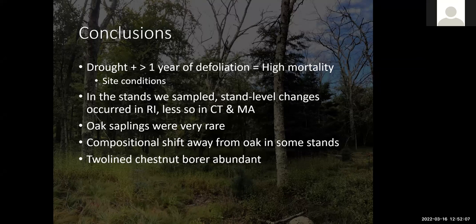Certainly, in those Rhode Island sites, maybe in some of the Connecticut sites, we'll see a compositional shift away from oak in some of those stands, unless management occurs to try to maintain it. And then, as recorded elsewhere, two-lined chestnut borer was abundant and affected trees pretty dramatically too, pushing them over along with some of the pathogens.